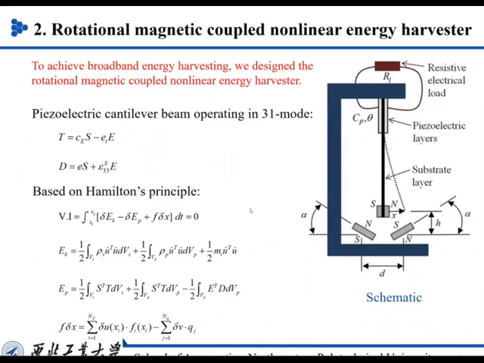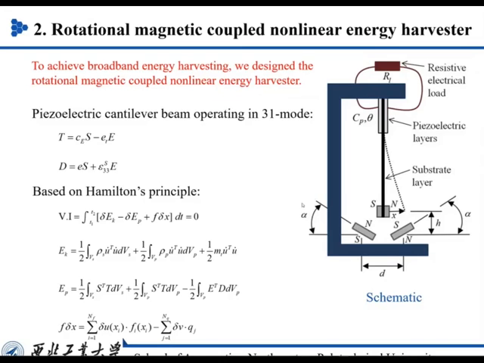For me, I have been involved in energy harvesting for about 8 years. The first work is to achieve broadband energy harvesting. So we designed the rotational magnetic coupled nonlinear energy harvester. That means we can adjust the inclination angle of the external magnet to change the nonlinear dynamic characteristics of the harvester.